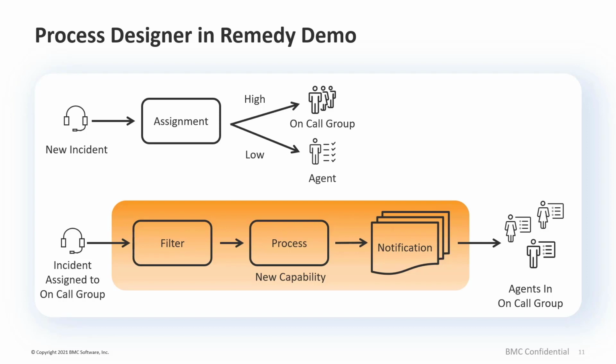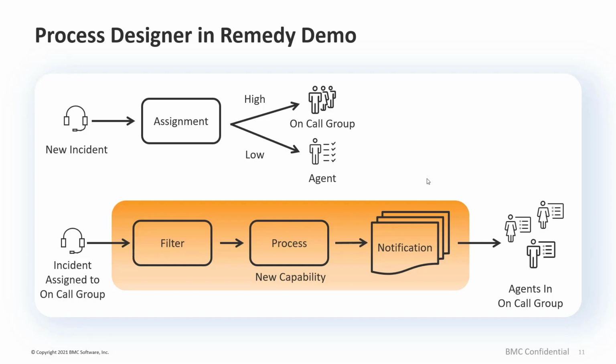In this scenario, I'm going to take a common use case of sending notifications to users in a group and show how you can use Process in Innovation Studio to send SMS text notifications to all the users in an on-call group using an integration with Twilio.